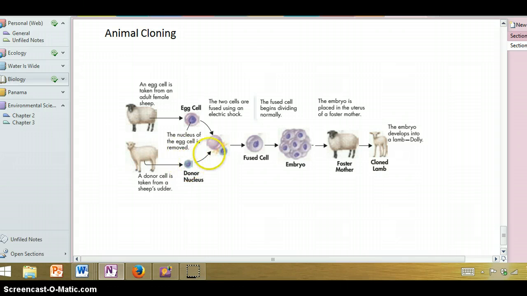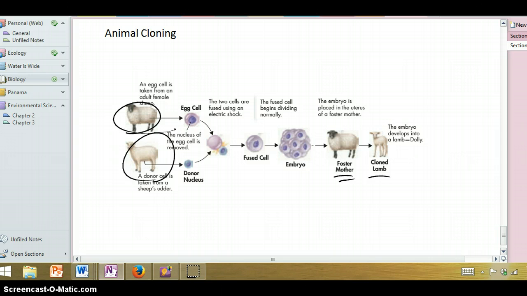You take its nucleus out, you put it into the egg from your organism that's donating the egg. If it's successful, it will begin to divide into an embryo. You can implant that embryo in a foster mother. And if everything goes well, that foster mother will give birth to a clone of this animal here using an egg from a different animal.